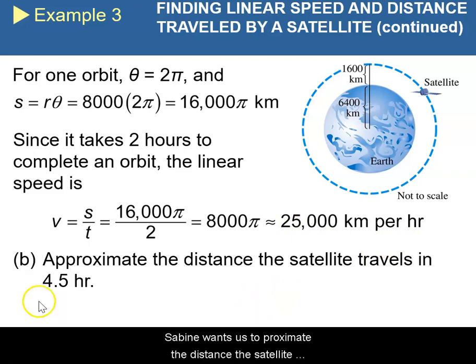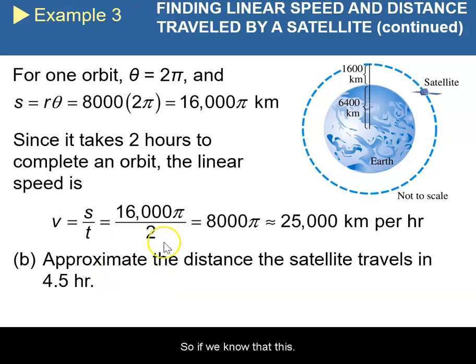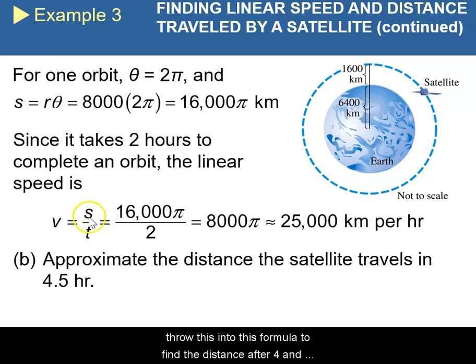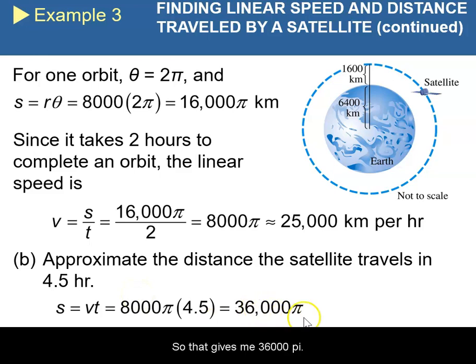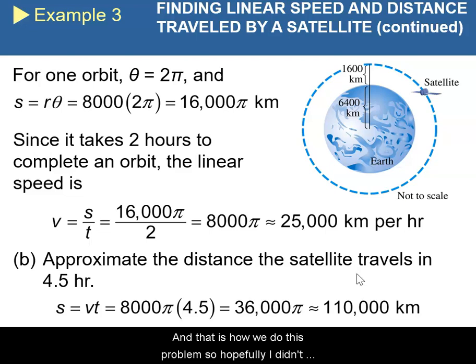B wants us to approximate the distance the satellite travels in 4.5 hours. If we know how fast it is going in an hour, we can throw this into this formula to find the distance after 4.5 hours. We're solving for S here, which is V times T. My velocity is 25,000 kilometers per hour, and we're doing that for 4.5 hours. That gets me 36,000 pi, or about 110,000 kilometers. And that is how we do these problems.